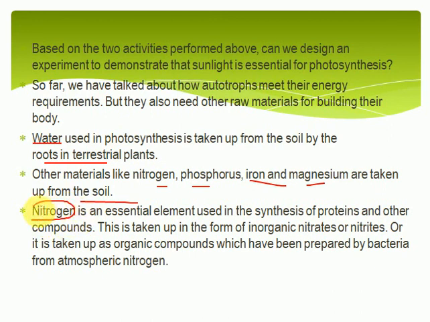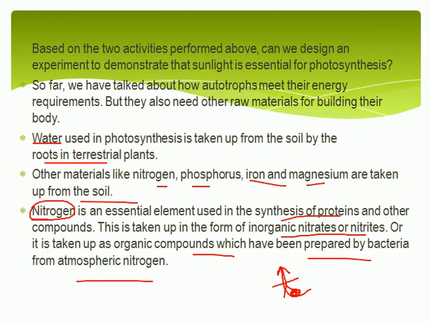Nitrogen is very essential for the functioning of the plant. It is essential for the synthesis of proteins and other compounds. It is taken up from inorganic nitrates and nitrites present in the soil, or as organic compounds which have been prepared by bacteria from atmospheric nitrogen. Some plants, for example leguminous plants, have nitrogen-fixing bacteria in their root nodules, and these bacteria can convert atmospheric nitrogen into organic compounds containing nitrogen, so that these are easily available to the plant.